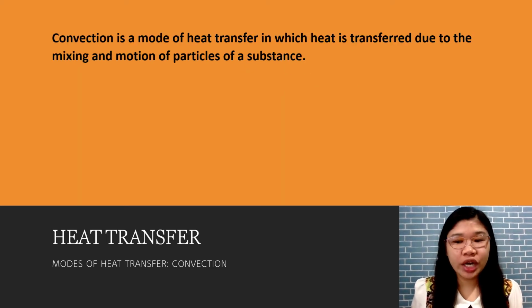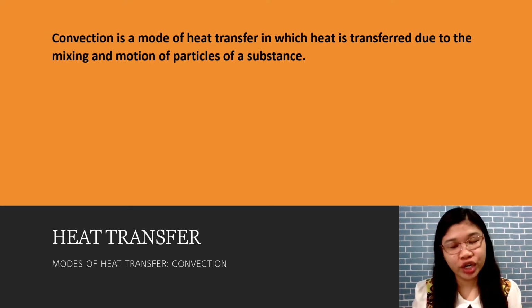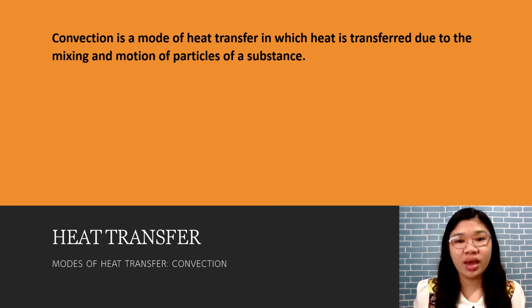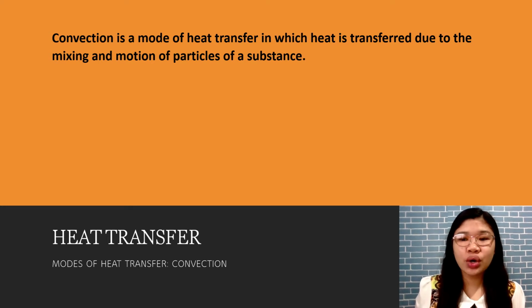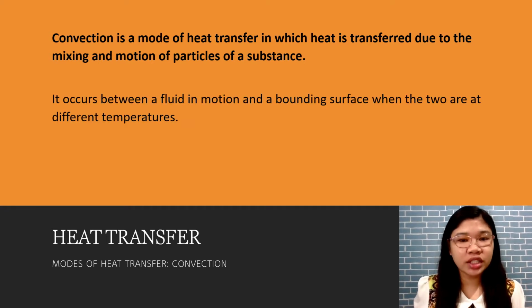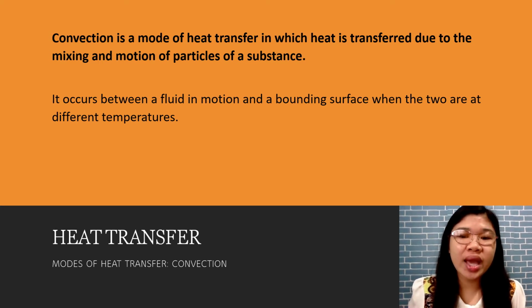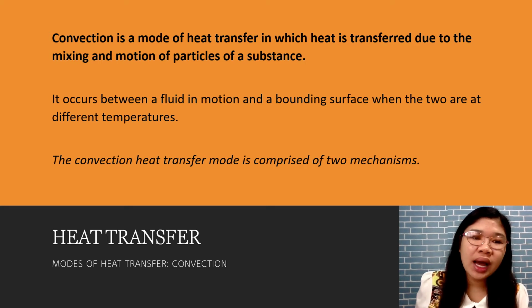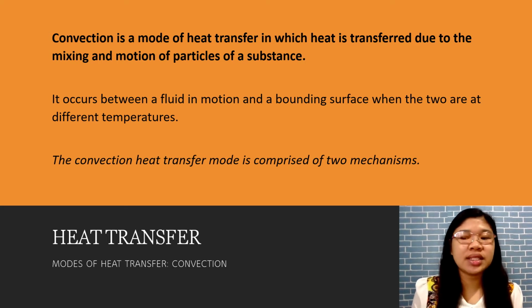Now we are going to define what is convection. Convection is a mode of heat transfer in which heat is transferred due to the mixing and motion of particles of a substance. So we have here another definition. It occurs between a fluid in motion and a bounding surface when the two are at different temperatures. I will be highlighting this next statement.